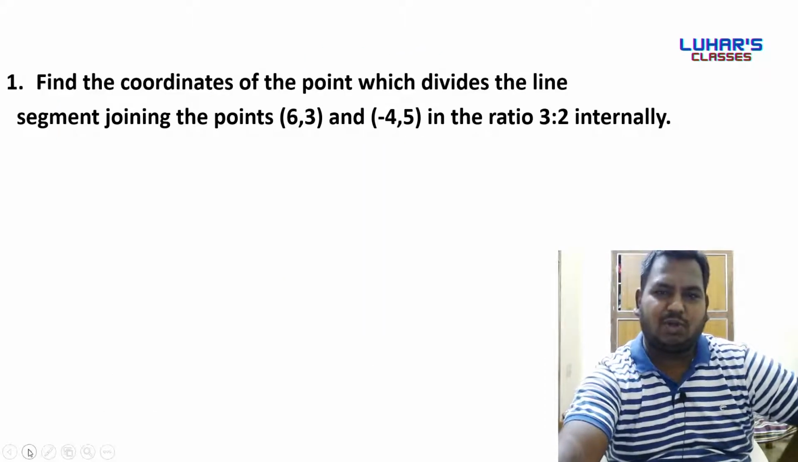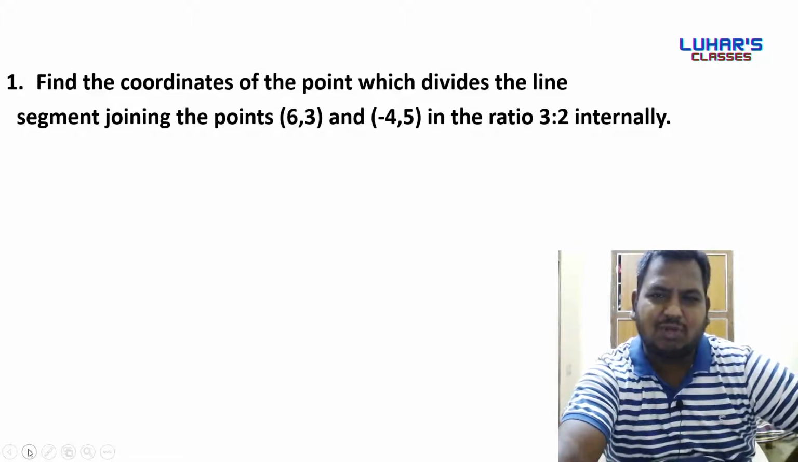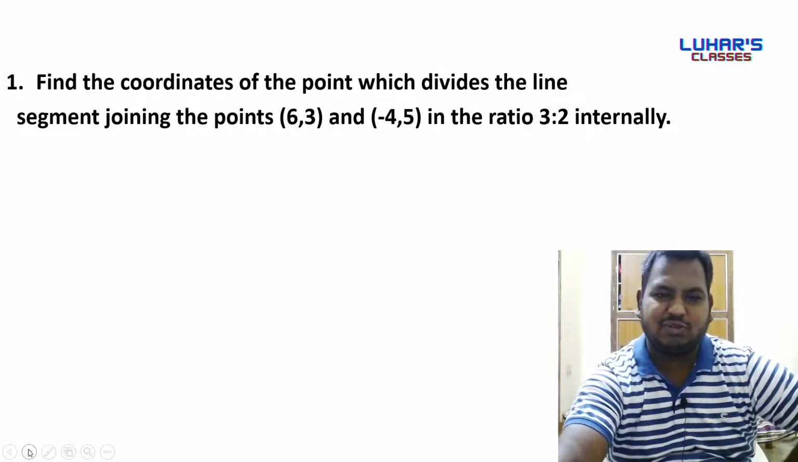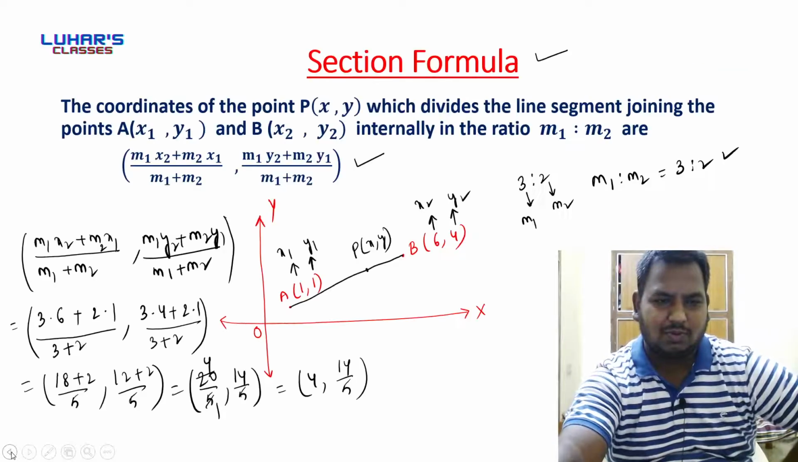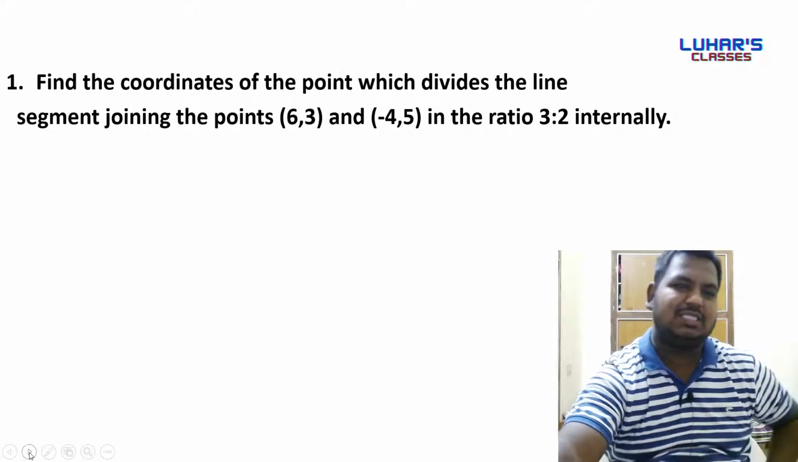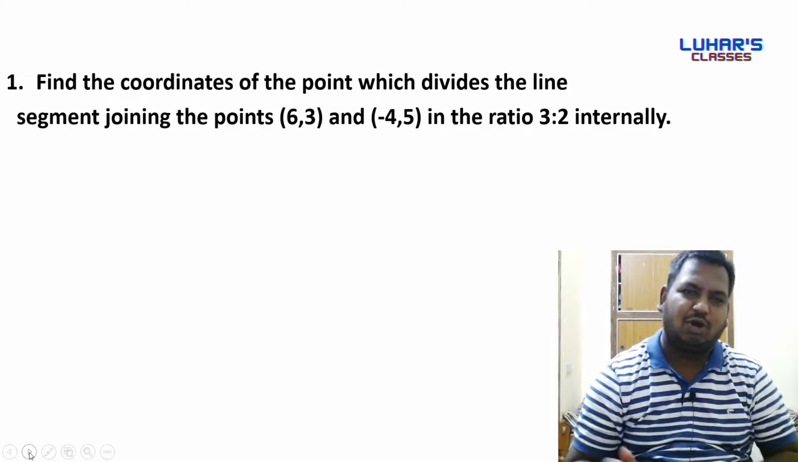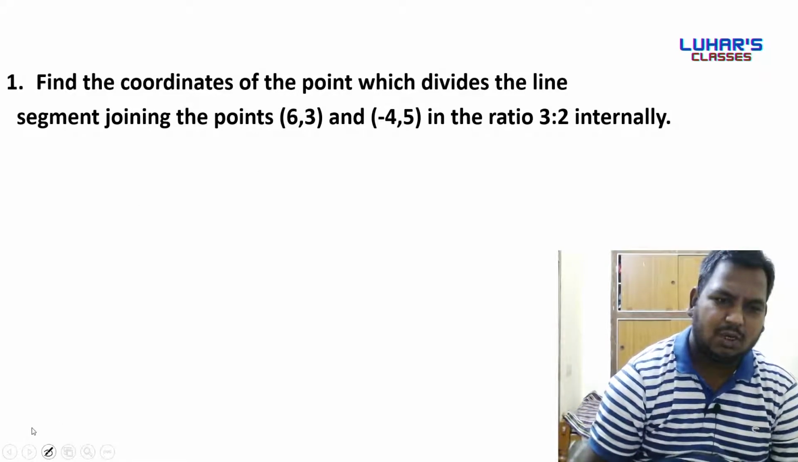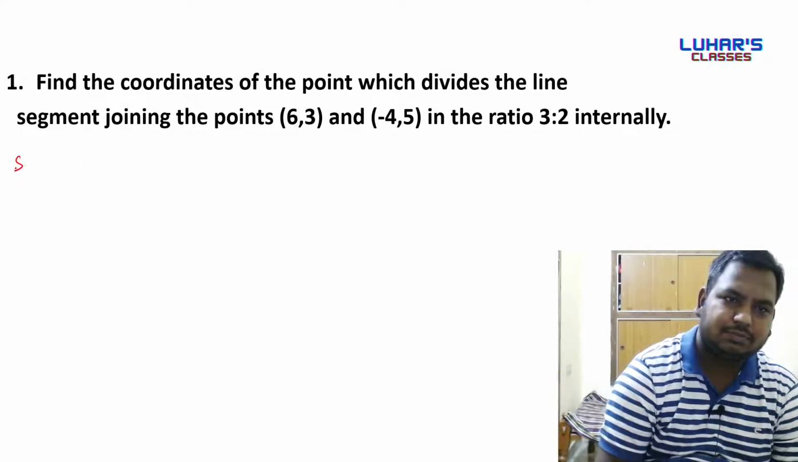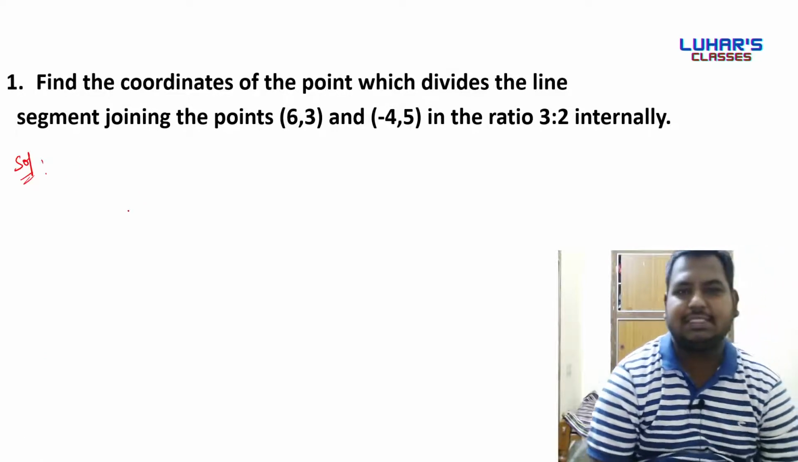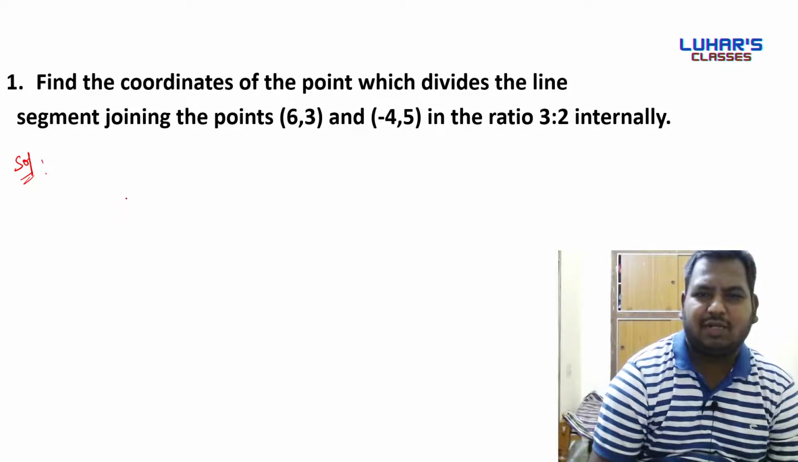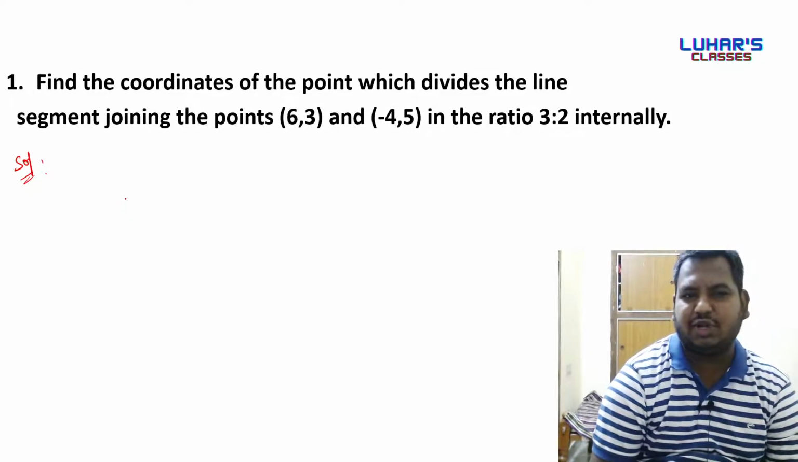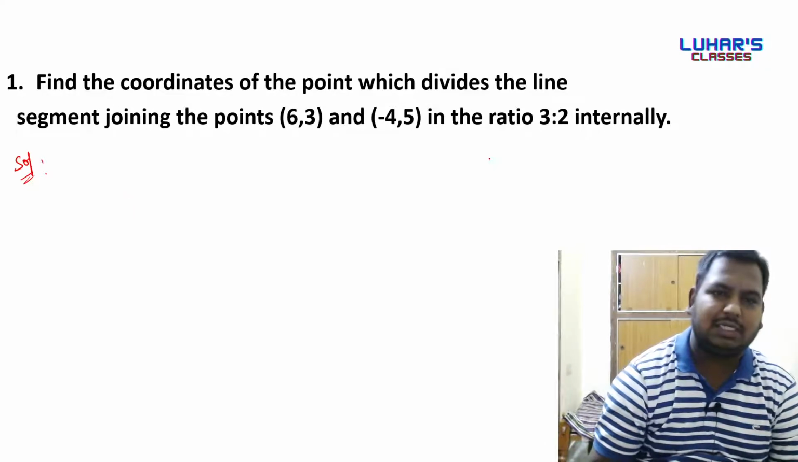Here goes the first problem. I hope this problem is similar to the problem which we have discussed just now. So let me explain this basic problem of section formula. What is the question here? Question is very simple. Find the coordinates of the point which divides the line segment joining the points 6, 3 and minus 4, 5 in the ratio 3:2 internally.